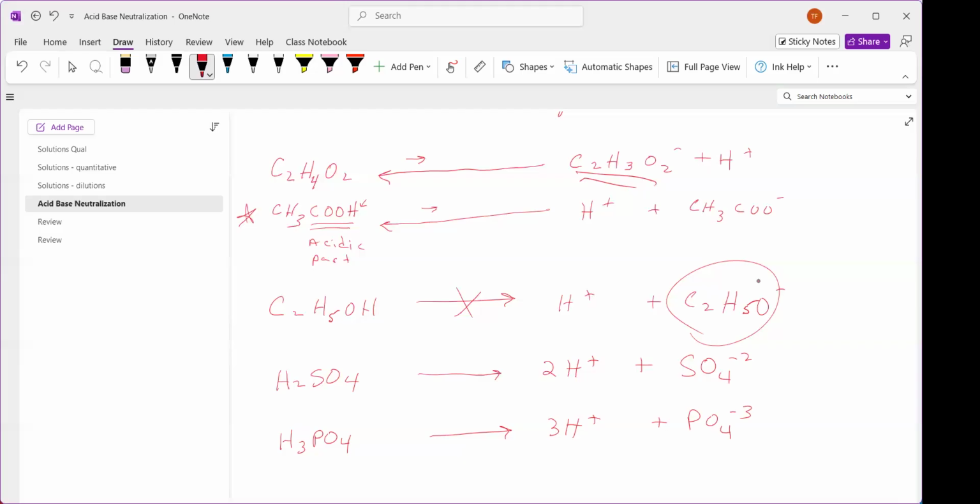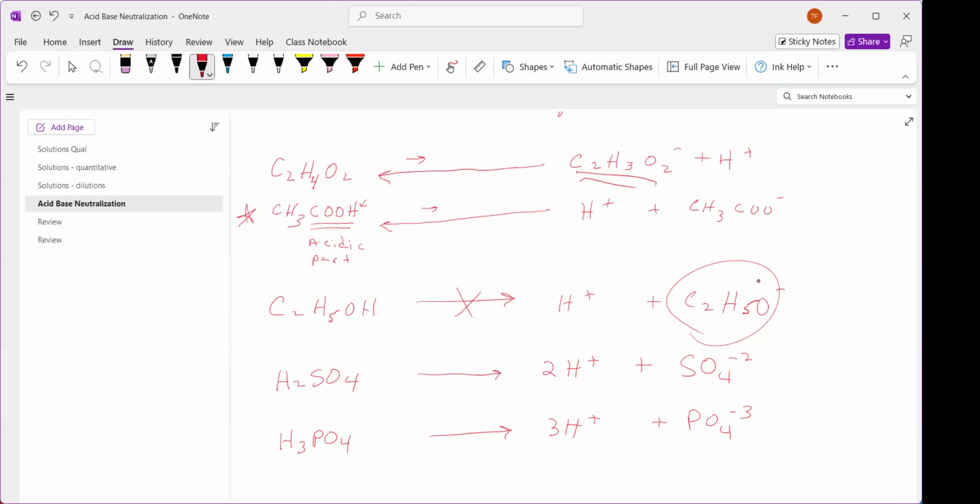Weak. If it comes off, it's an acid. Question is, is it strong or weak? If in doubt, always say weak, because there's only a few strongs. If it's strong, all of it comes off. If it's weak, only some of them come off.